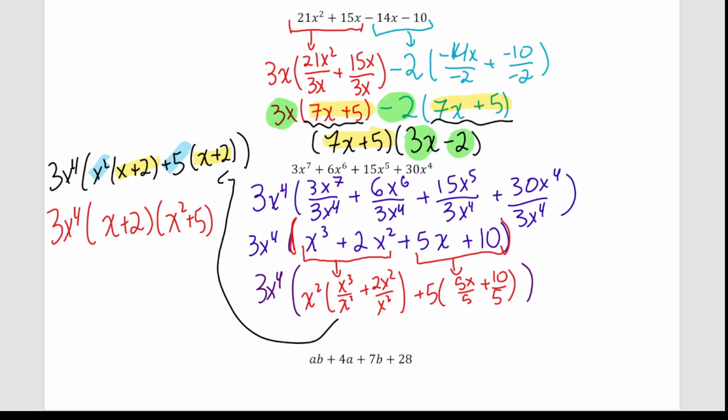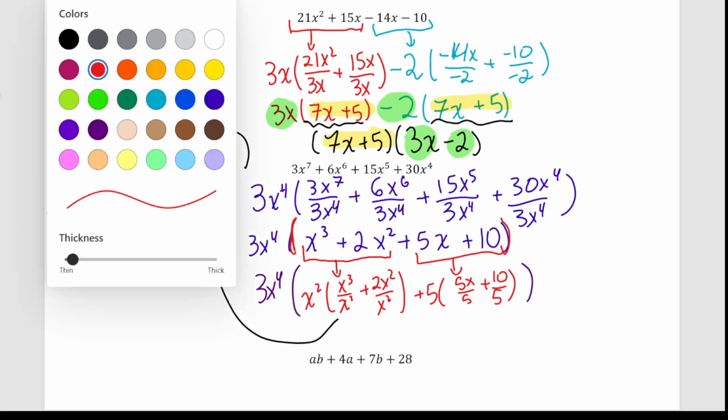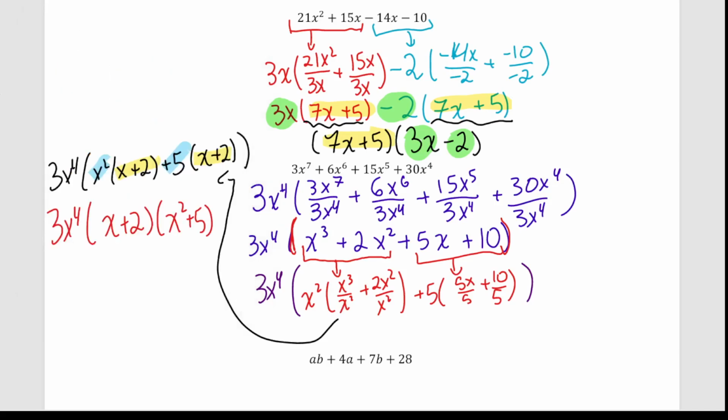And again, what we technically did was we took x squared times x plus 2 divided by x plus 2. That left us with x squared, and then we did 5 times x plus 2 divided by x plus 2, and that left us with 5. And that would be our nice, beautiful final answer.